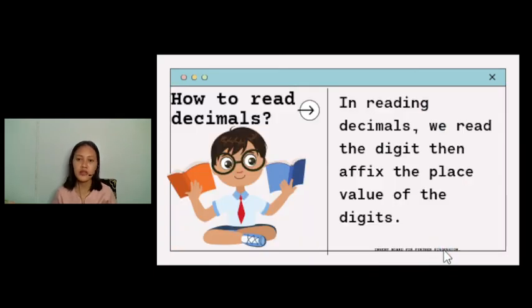So, going back to this one, how to read decimals, I already discussed this. So, read decimals as if you're reading whole number and then affix the place value of the, dagdag ko lang, last digit or last digits. Okay? Read the digit, then affix the place value of the last digit. If that is purely decimal numbers, yung ating whole number ay 0 lang.